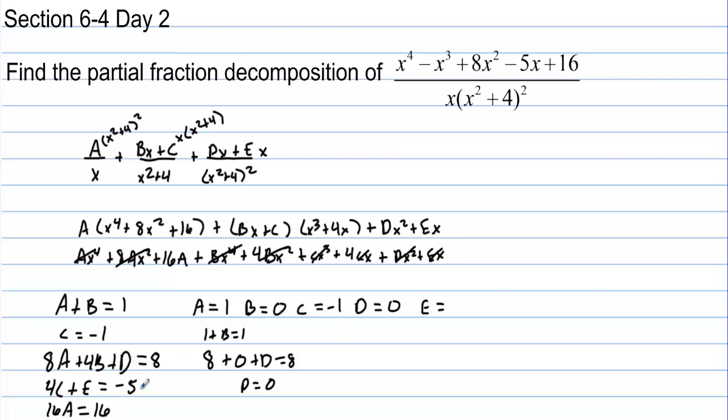And finally we have to find E. We have 4C plus E. Well, C is -1. -4 plus E is equal to -5. E must be -1. So E is -1.